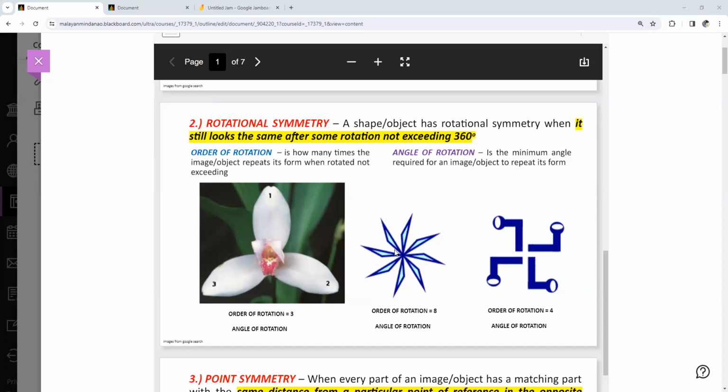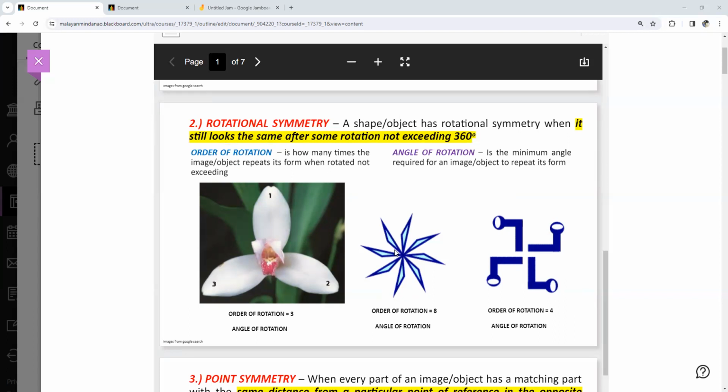Rotational symmetry is another type of symmetry, where if you rotate an object, it still looks the same even if you rotate it not exceeding 360 degrees. Because after all, if you rotate an object 360 degrees, it will go back to its original orientation. But there are shapes that, if you rotate them even less than 360 degrees, will look the same.